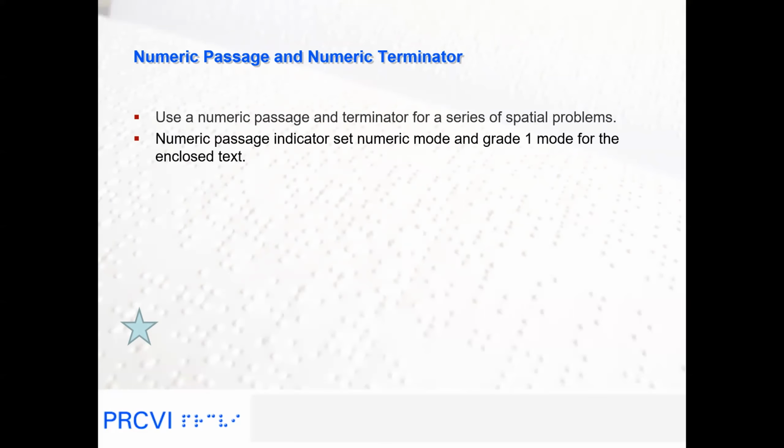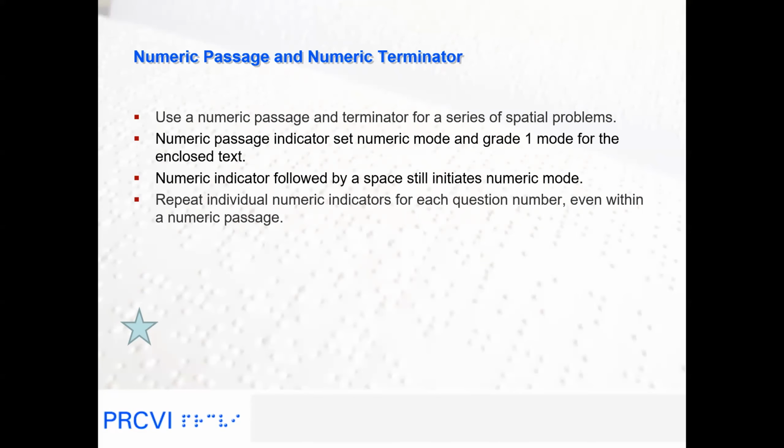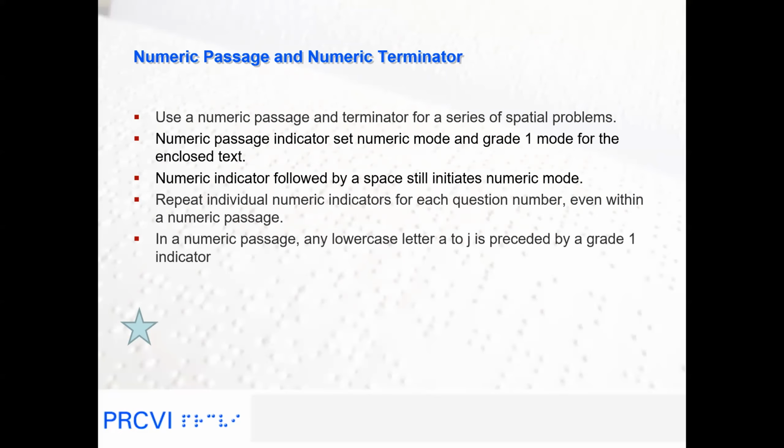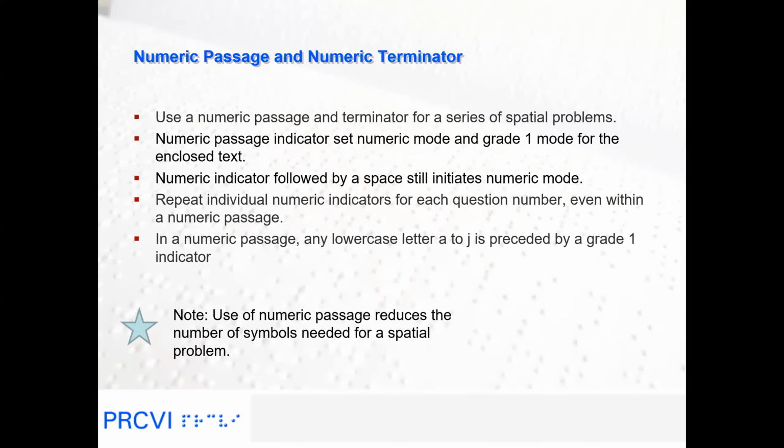The numeric passage indicator sets numeric mode and grade 1 mode for the enclosed text. A numeric indicator followed by a space still initiates numeric mode. Repeat individual numeric indicators for each question number, even within a numeric passage. In a numeric passage, any lowercase letter A to J is preceded by a grade 1 symbol indicator. Use of numeric passage reduces the number of symbols needed for a spatial problem and can simplify the process of aligning the pieces of a problem.